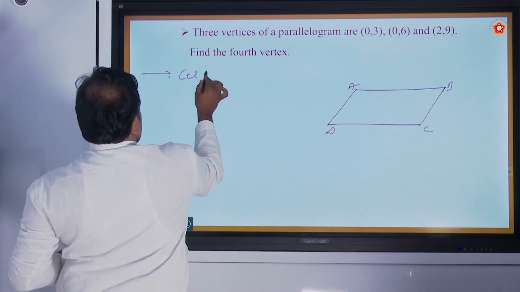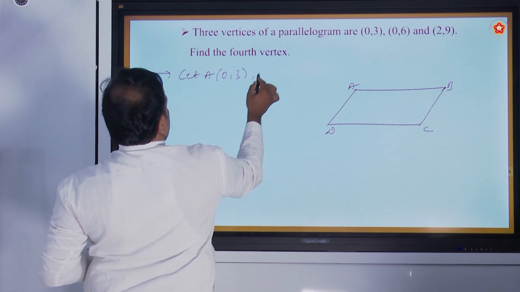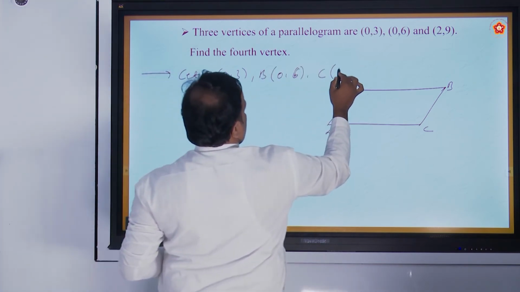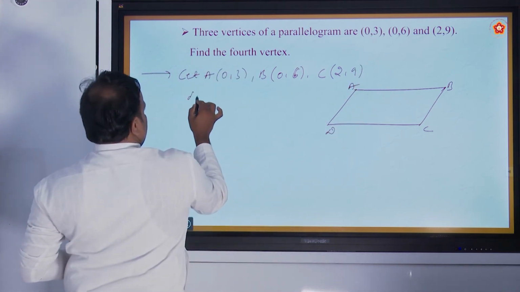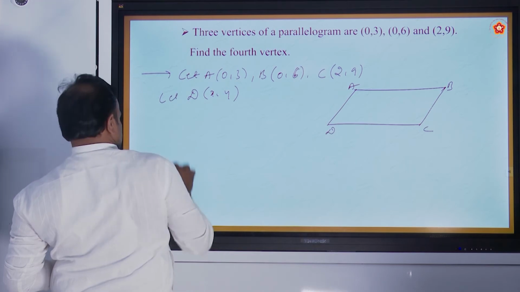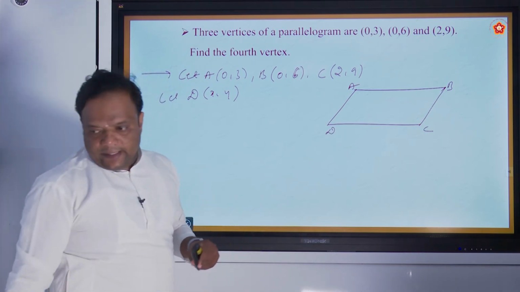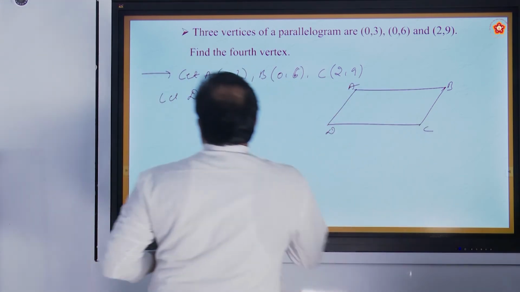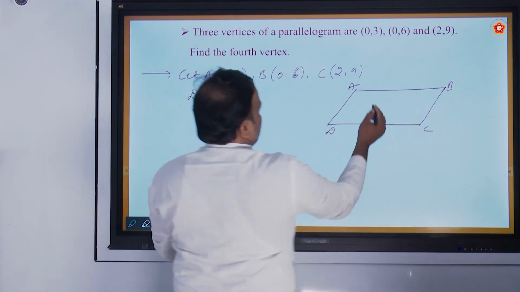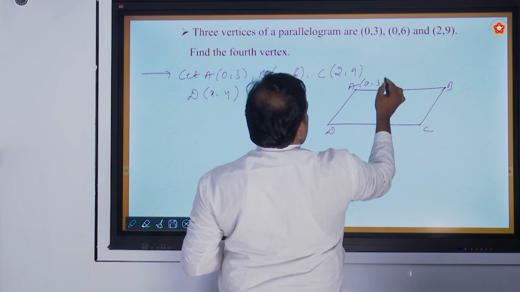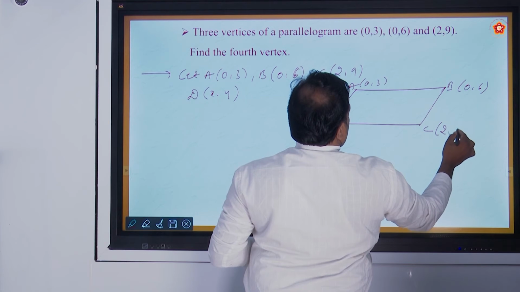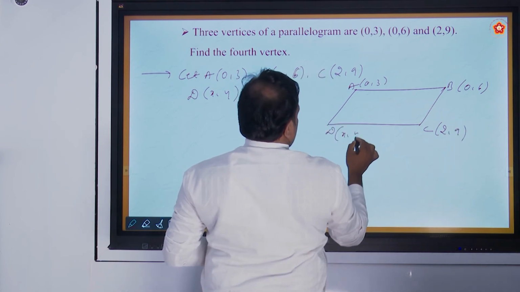Let A vertex 0, 3, B vertex 0, 6, C vertex 2, 9. Take D x, y. Let D, you take D x, because here it is asking the fourth vertex. That vertex you take D, give the name x, y. That is D x, y. A is given here 0, 3, B 0, 6, C 2, 9. D is x, y.